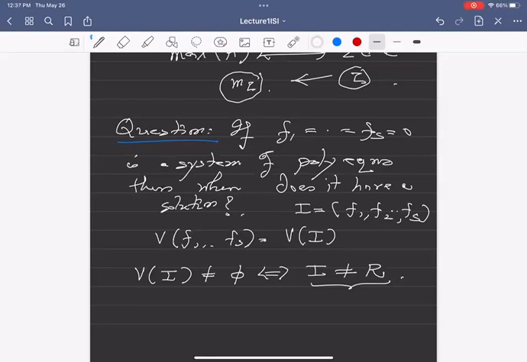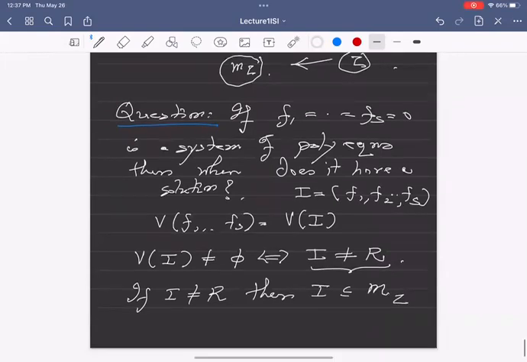What we want to show is the converse. That is the only way an inconsistent system will arise. That is, if F1 up to Fs generate a proper ideal, there will be a common solution. So if I is a proper ideal, if I is not equal to R, then we know that I is contained in a maximal ideal. Maximal ideals are of this type, m_z.